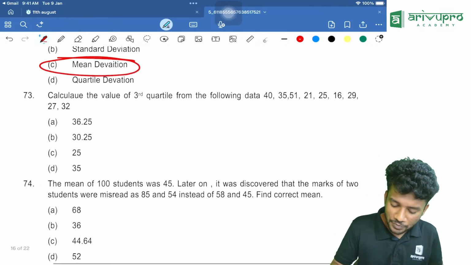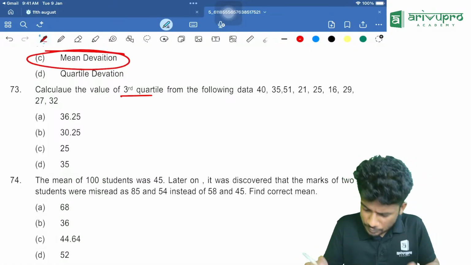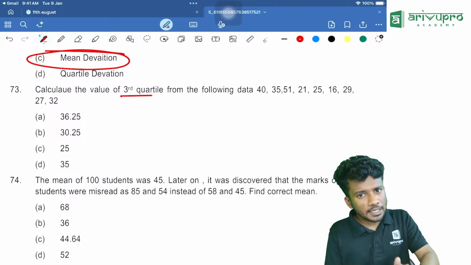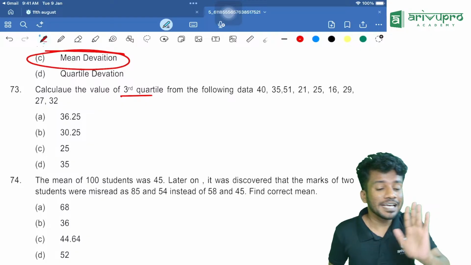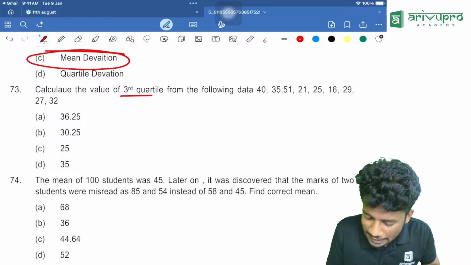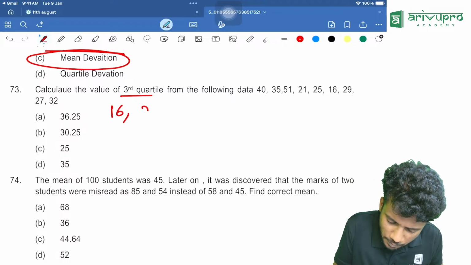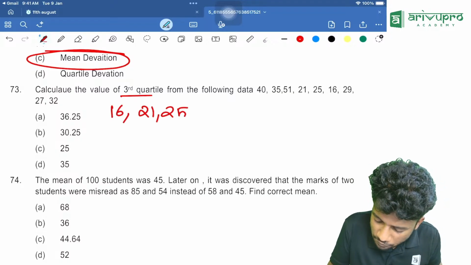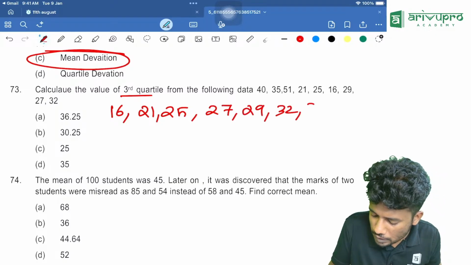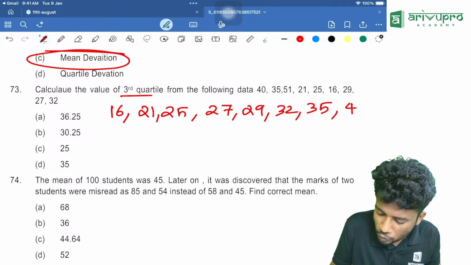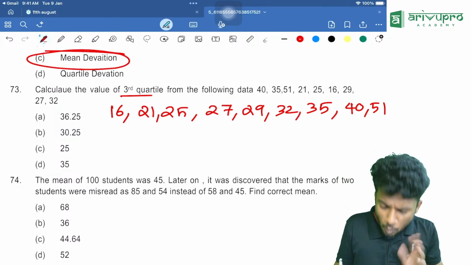Another direct question. Now, we need to calculate the third quartile from the following data. Whenever we are finding quartiles, median, percentile, decile, we need to arrange them in increasing or decreasing order. So which is the smallest number? 16 is the smallest, then 21, 25, 27, 29, 32, 35, 40, then 51. Yes, these are the set, right?